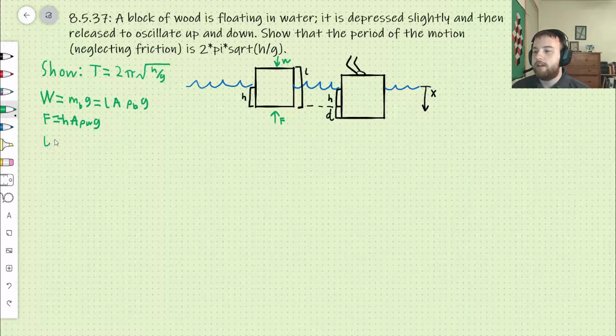So L A rho B g equals h A rho W g. So the area of the bottom of the box, there are a couple assumptions in this problem. Mainly, the box has flat sides, which constantly remain flat, and it has a flat bottom that always remains parallel to the water's surface. Those are important assumptions. The math wouldn't work out nicely if those assumptions did not hold, though it could provide an approximate solution.